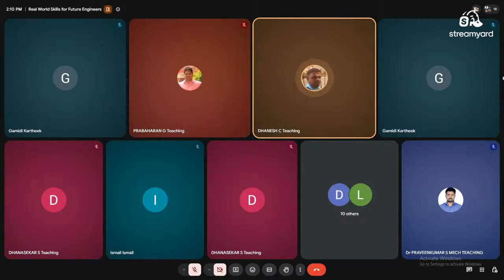I am sure this session will inspire our first year students and help them understand the skill required for a successful engineering career. I request everyone to actively participate and make the best use of this wonderful learning opportunity. I warmly welcome you all and wish the program a grand success. Thank you.